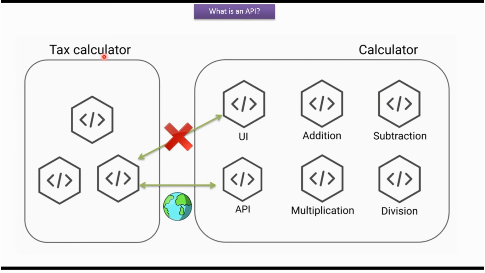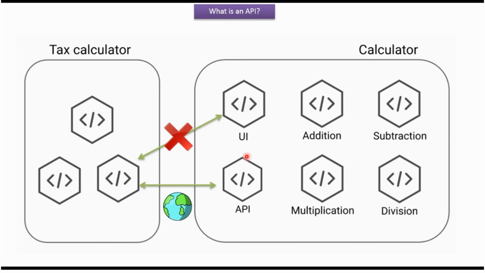Here you can see a tax calculator application, and it will perform tax calculation. The programs within the tax calculator application want to use the addition, subtraction, multiplication, and division programs in order to do the tax calculation. And the issue is that the tax calculator application is not a human, so it cannot use the UI to perform addition or subtraction.